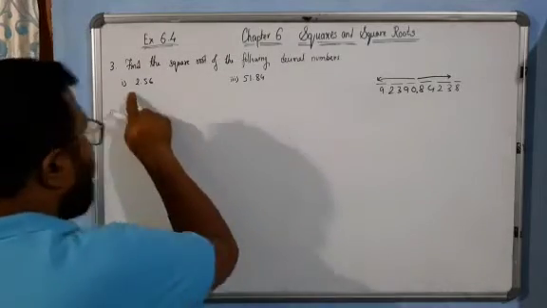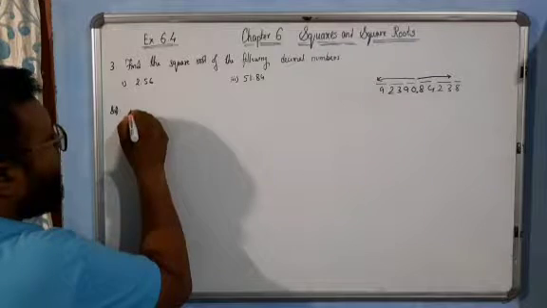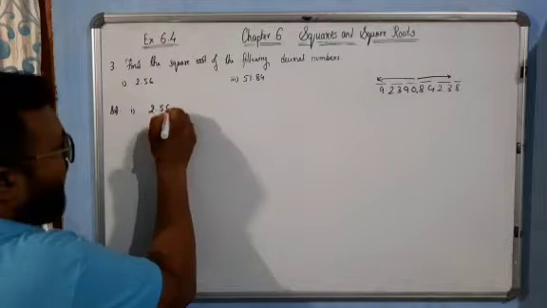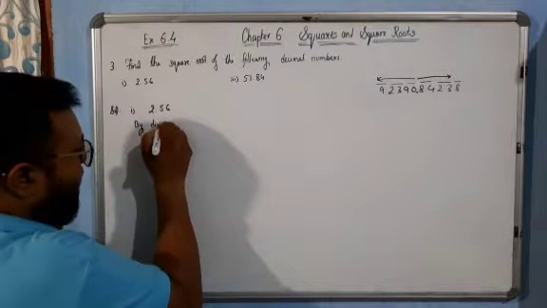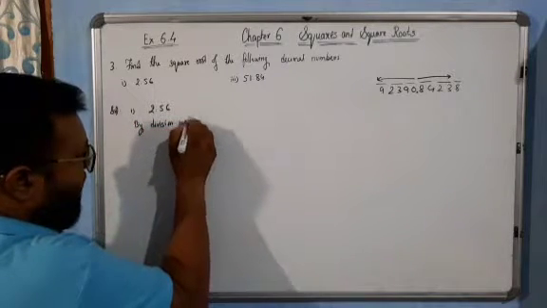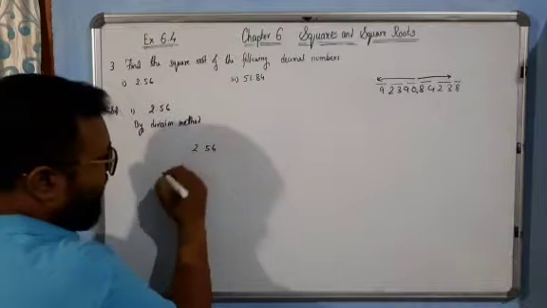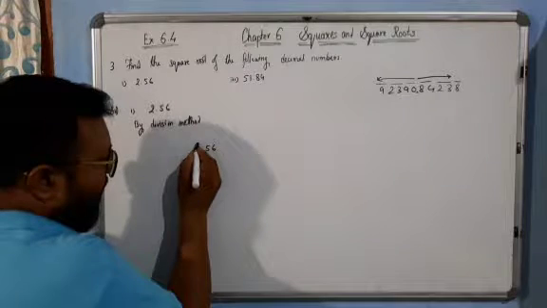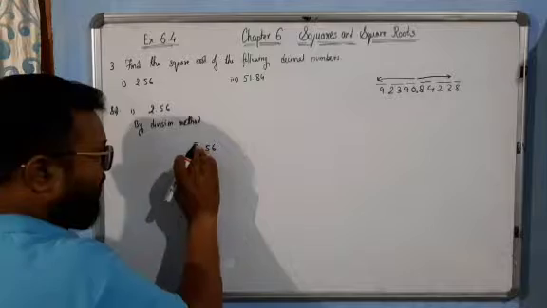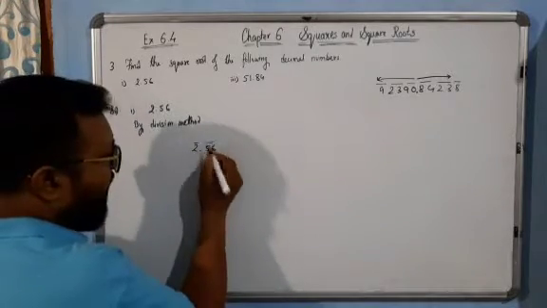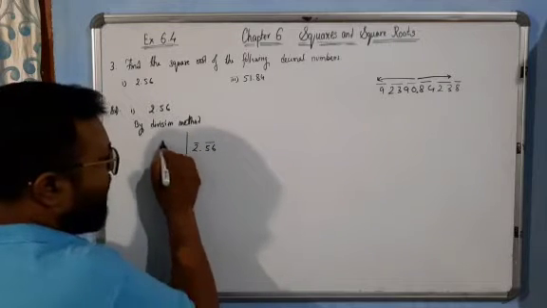Now in this case, we can see that we have the number 2.56. So by the division method, let me write 2.56. Pairing will go from the decimal towards the left on the left side, and towards the right on the right side, like this. Very small digits are there, so there will be no such confusion.